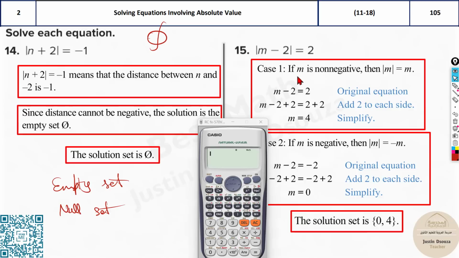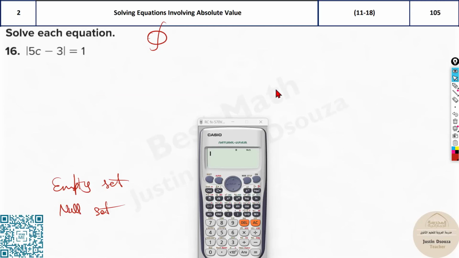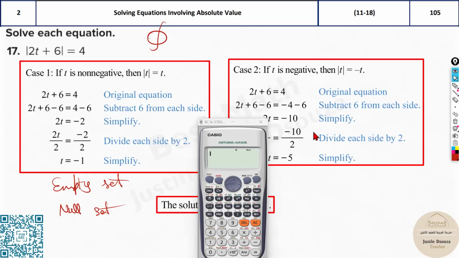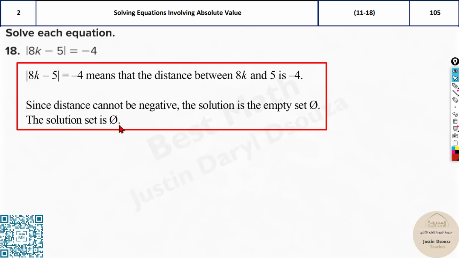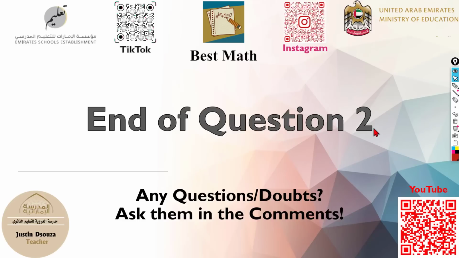Here you can easily solve it. You can use the calculator as well. Even over here, it's pretty straightforward. This one as well. How about this problem? Can you solve this? No, this is minus at the right side, so it's a null set. So here it's basically this symbol, or you can just say empty set. There's no solution for this because the right side cannot be equal to a negative. So that's the end of question 2.